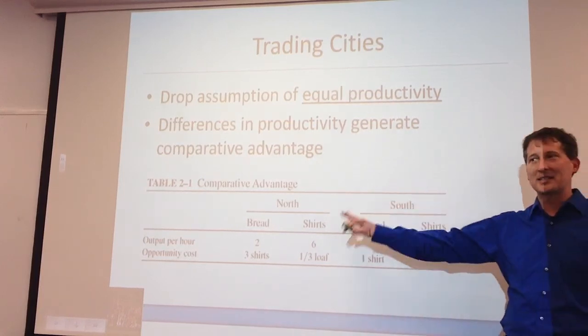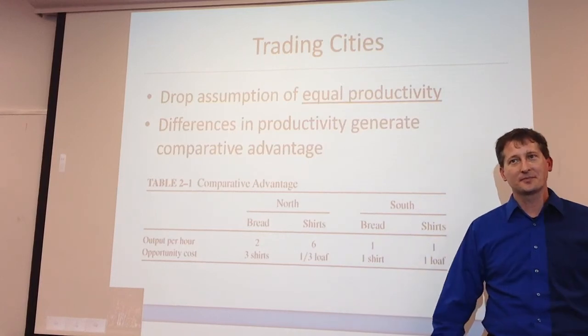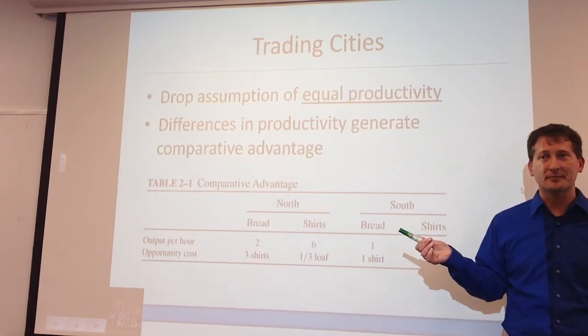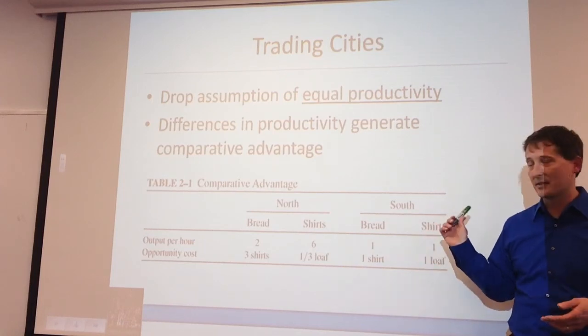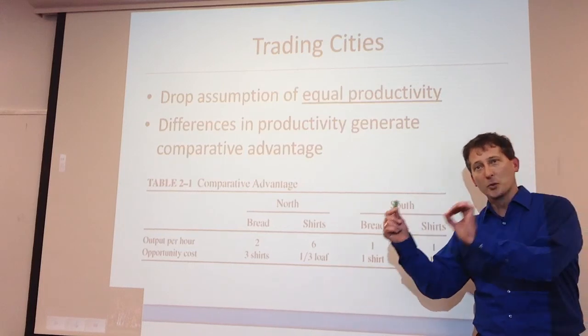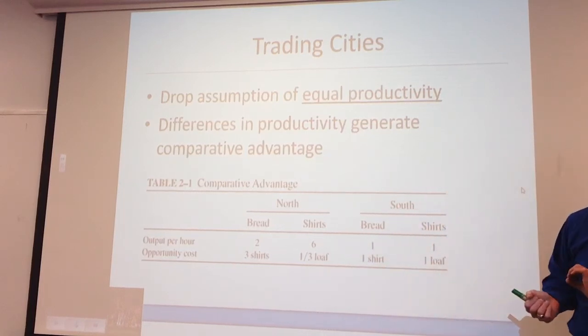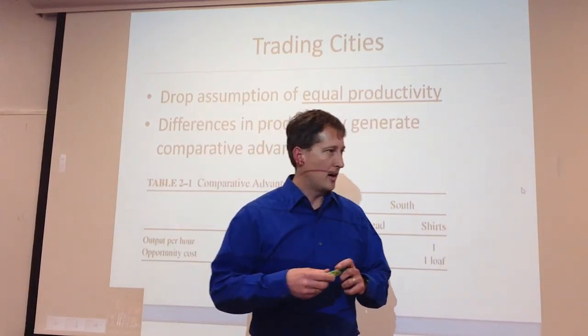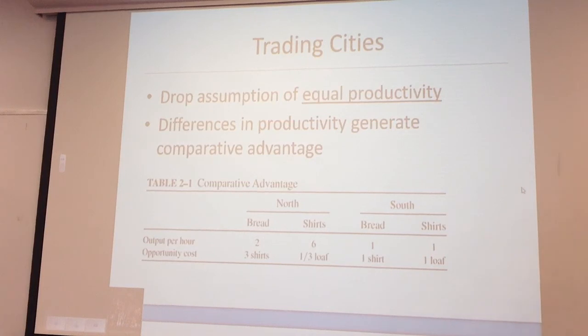And so where does the rest of the story go from here? The North trades with the South. The North makes all shirts and the South makes all bread. So then we take the Adam Smith part, specialization. Do what you're best at and trade for the other good. And then we can start to calculate the gains from trading. All right, we'll pick up there on a different day.